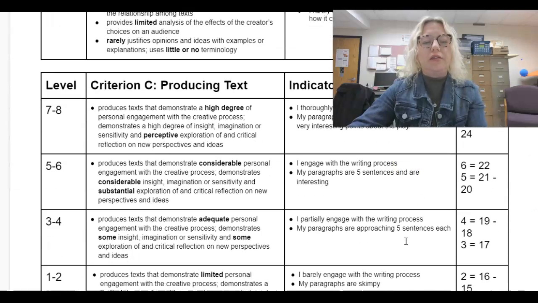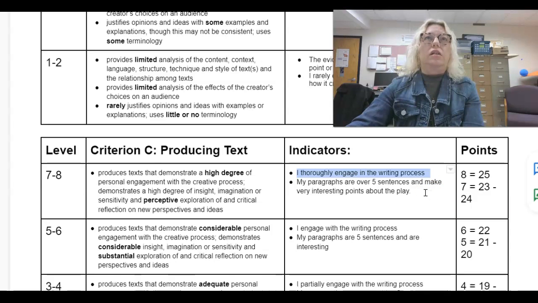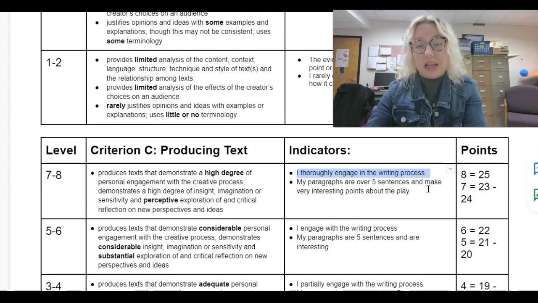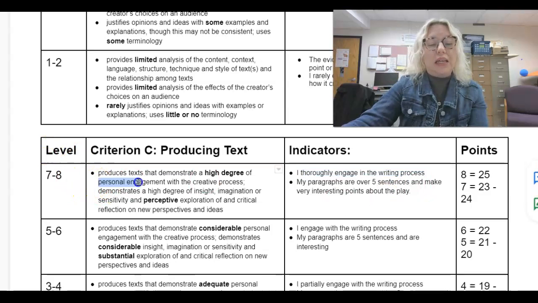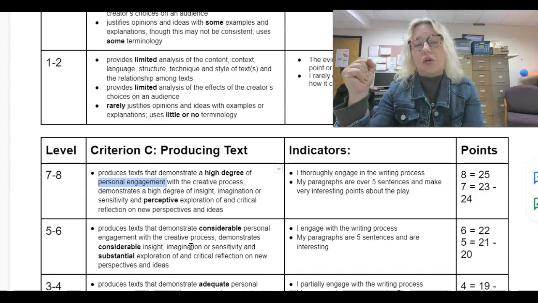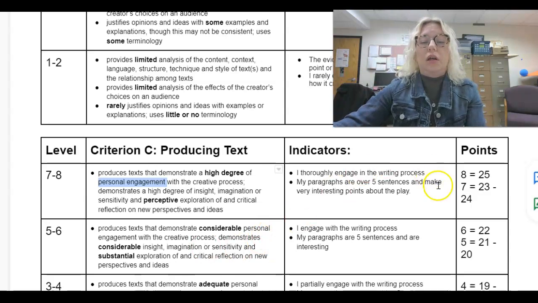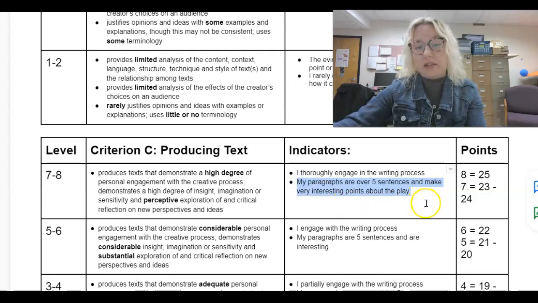All right. In order to get a 7 or an 8 for criterion C, which is producing text, I thoroughly engage in the writing process. So that means that you've got a lot of sentences. It's clear that you've put a lot of time into the work. It's clear that you have had some personal engagement with the creative process. In other words, you have really come up with your own ideas and shown how you relate personally to the book. And another indicator, my paragraphs are over 5 sentences and make very interesting points about the play.